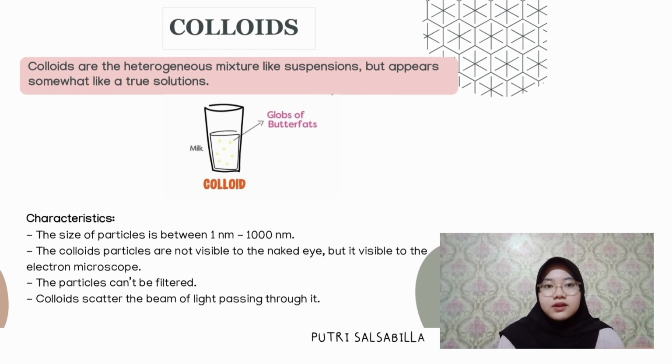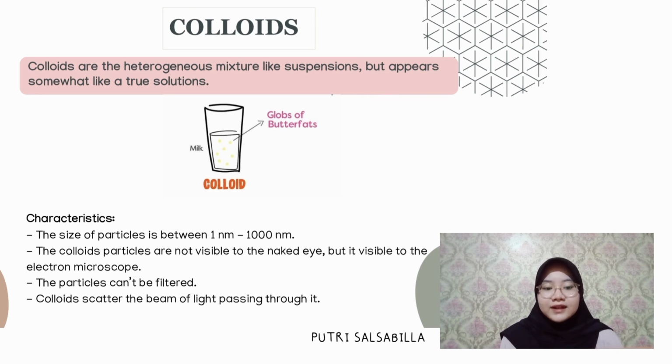The last one is colloids. Colloids are heterogeneous mixtures like suspensions, but appear somewhat like a true solution. An example of a colloid is milk. Milk contains butterfat globules in a liquid. If a drop of milk is examined under the microscope, we can see small particles of fat floating in liquid. That's why milk is called a colloidal solution.